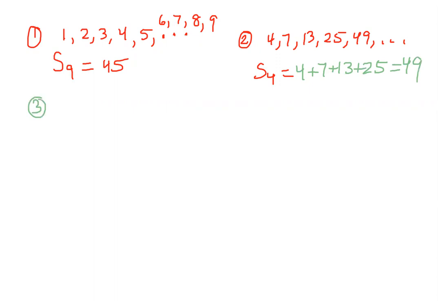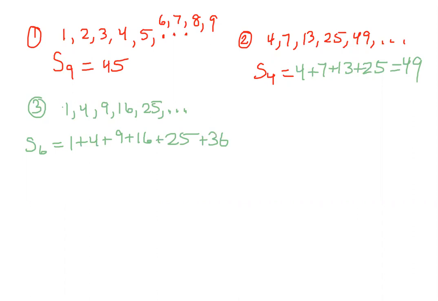For number 3, we have 1, 4, 9, 16, 25, dot, dot, dot. It asks you for S6, so that's going to be 1 plus 4 plus 9 plus 16 plus 25. That's 1, 2, 3, 4, 5. We need the last term, which in this case is 36, because these are squares: 1 squared, 2 squared, 3 squared, 4 squared, 5 squared, 6 squared. And that's 91.